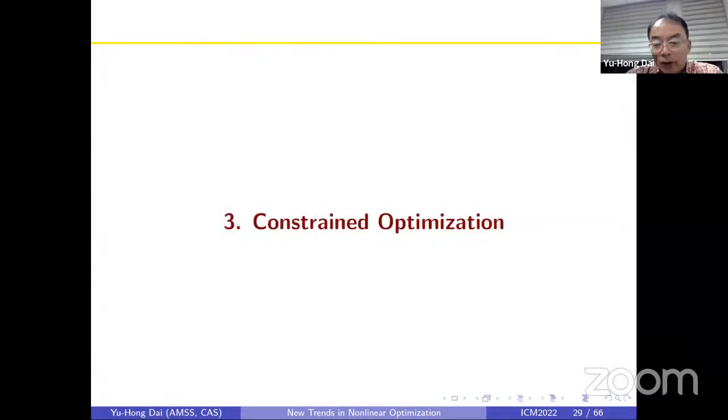So we can see although unconstrained optimization is a very mature subfield, there are still many more surprises.